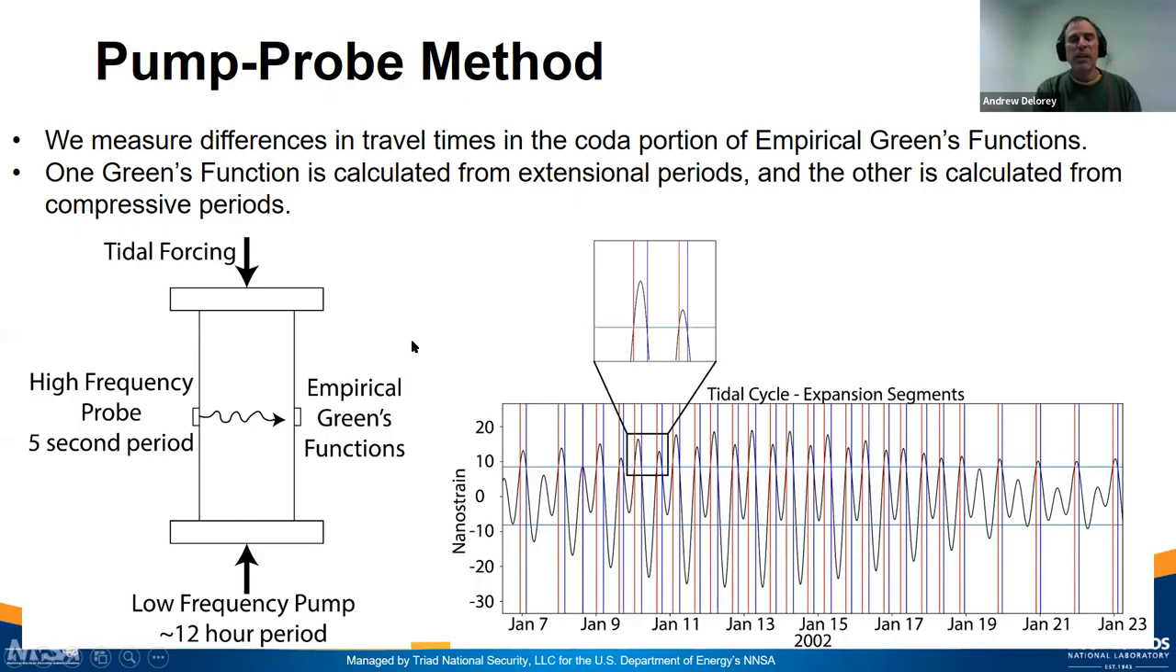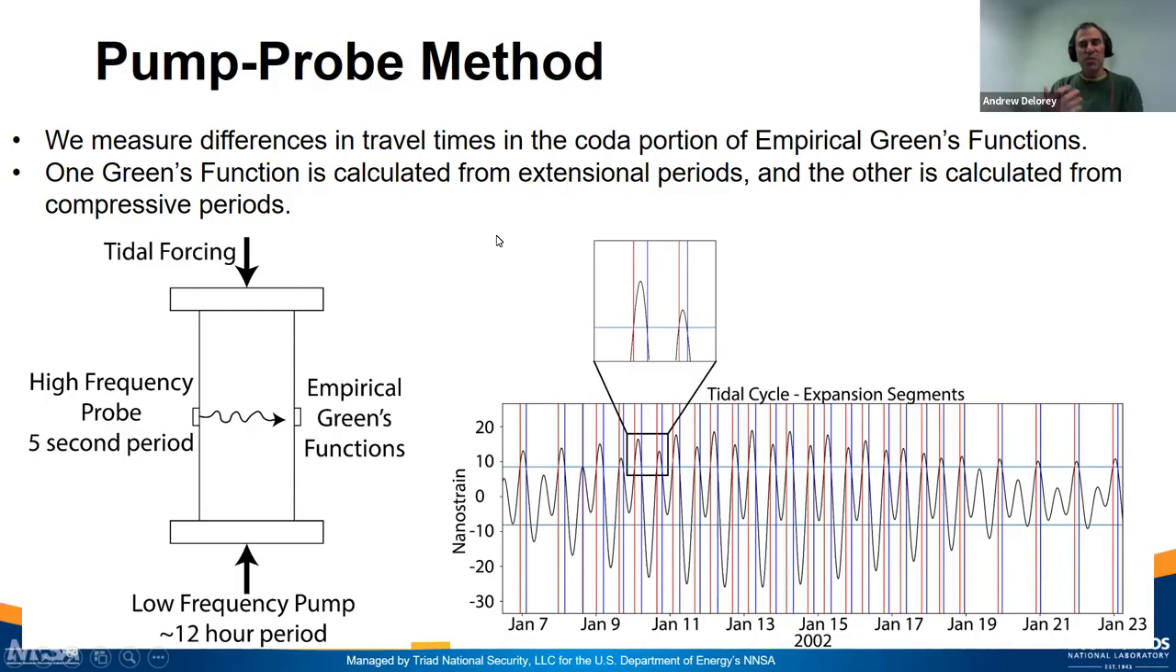And so we divide time into periods when the Earth is extended. So periods of time when we're above this horizontal line here. So this is the tidal cycle. We take only these periods of time up here, beginning on the red vertical lines and ending in the blue vertical lines. And those are the extensional cycles. And then we do the same for the compressional cycles. And we calculate an empirical Green's function for both of those time periods. And then we compare the two to see whether one is faster than the other.